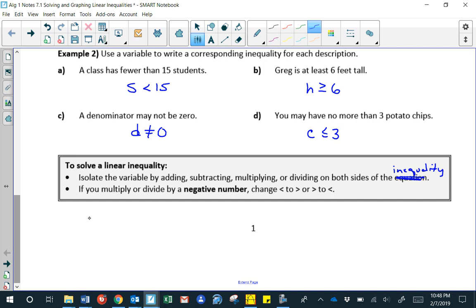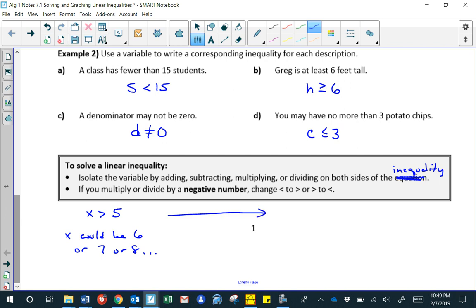Here's why. If x is greater than 5, what numbers could satisfy that inequality? X could be 6 or 7 or 8, etc.